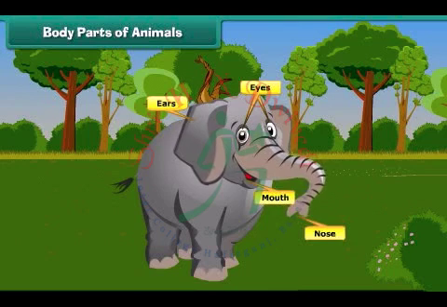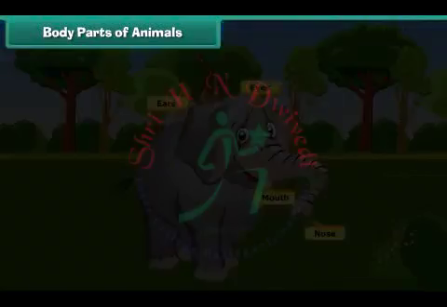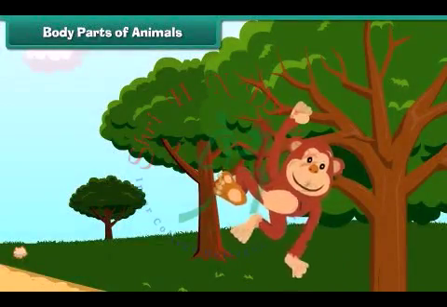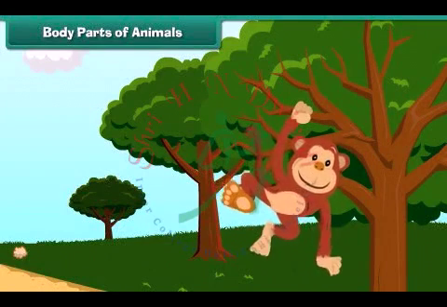The trunk encloses many body organs. The legs help in movement from one place to another. In some animals, the tail helps to balance the body.